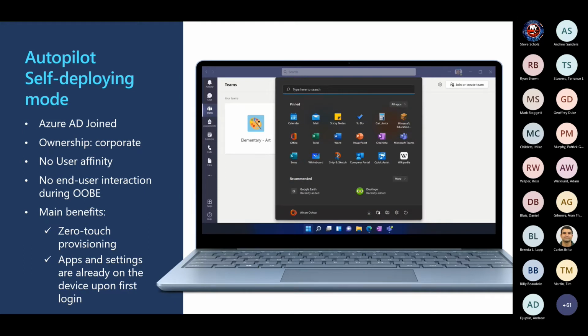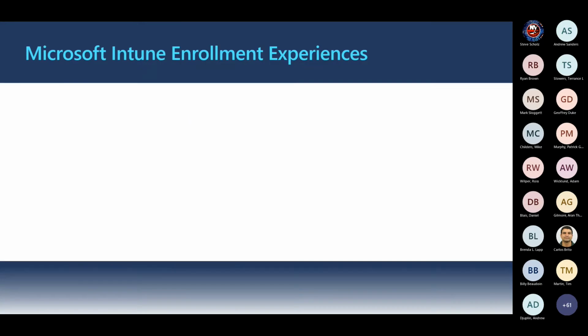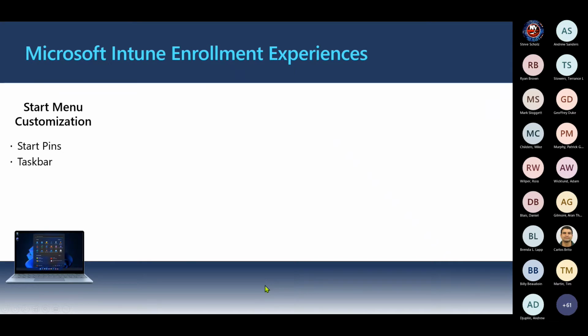All right, getting close to the end here. So just a quick recap of what we talked about, the overall enrollment experience. First and foremost, because of the significant change with the start menu, we started by discussing ways that we can customize the start pins and taskbar so that the first use experience of the end user already contains a customized experience that the admin has defined.